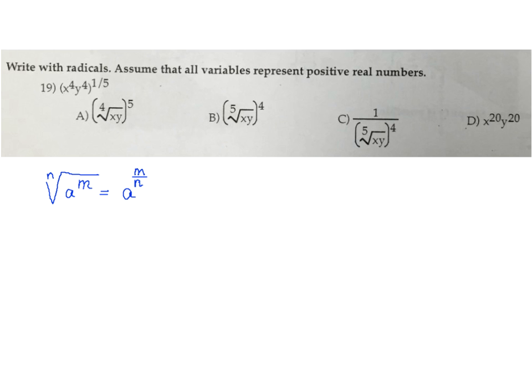So if I have the fifth root of a, that would be a to the power of what? Remember, m is 1 here, right? 1 over 5, right? The second root of a would be a to the power of 1 over 2. So it looks like in this problem, we're going to have 1/5 here. That means we're talking about the fifth root of whatever you have here. Does that make sense?